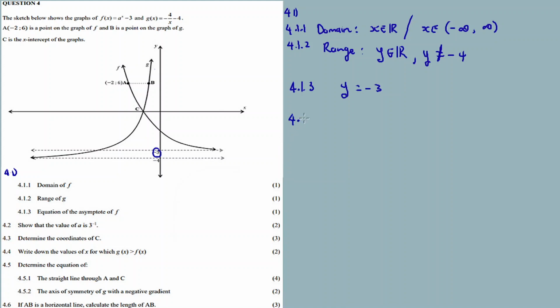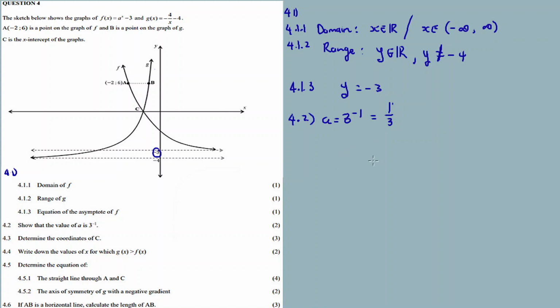4.2, we want to show that the value of a is 3 raised to exponent negative 1. Applying my knowledge of exponents, 3 to the negative 1 is 1 over 3. So a is equal to 3 raised to exponent negative 1, or 1 over 3.